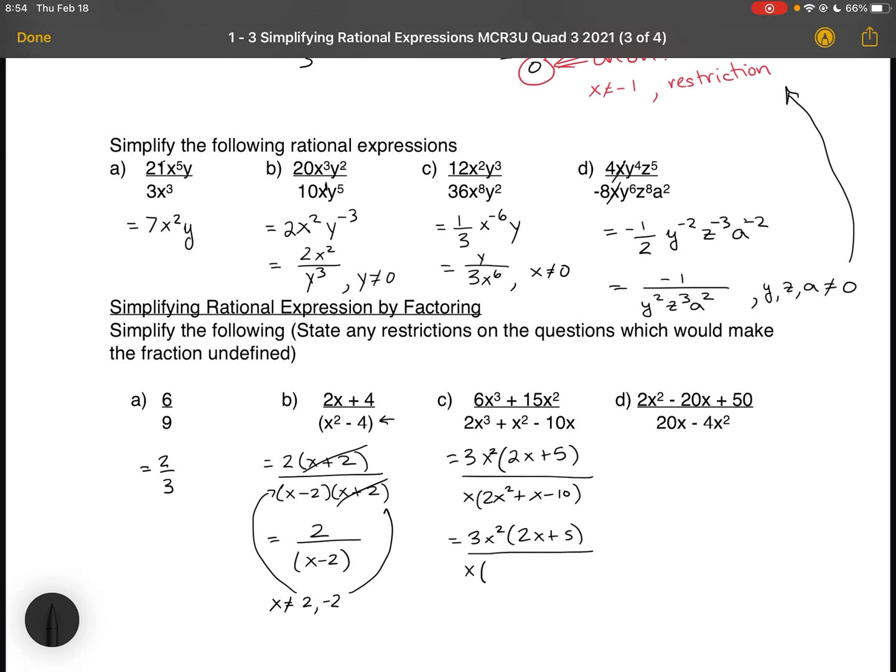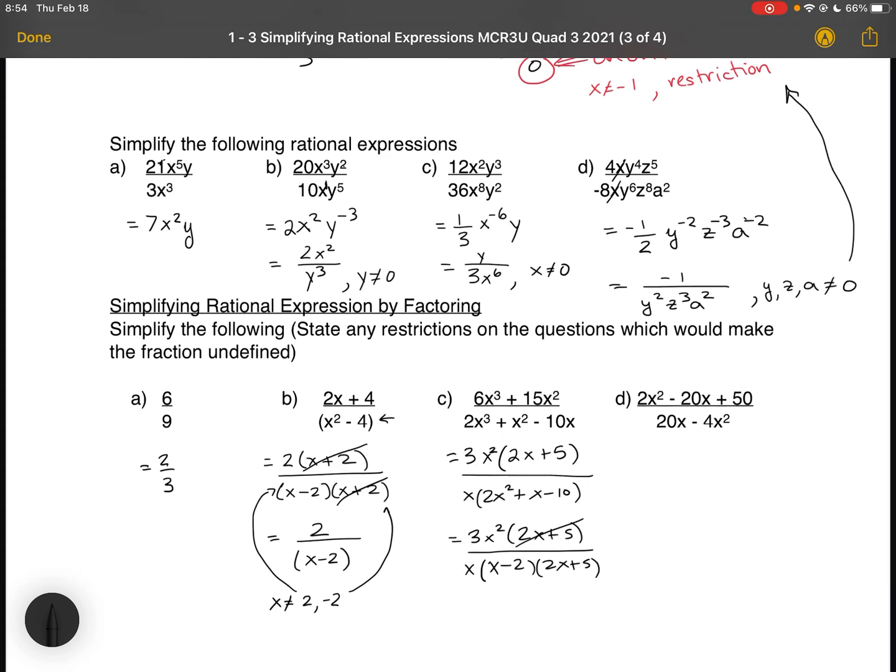And then I can factor my denominator as x minus 2 times 2x plus 5. And then I notice that I've got 2x plus 5 on the top, 2x plus 5 on the bottom, which gives me my simplified rational expression of 3x squared over x times x minus 2.